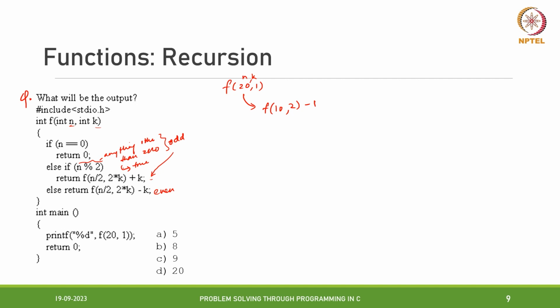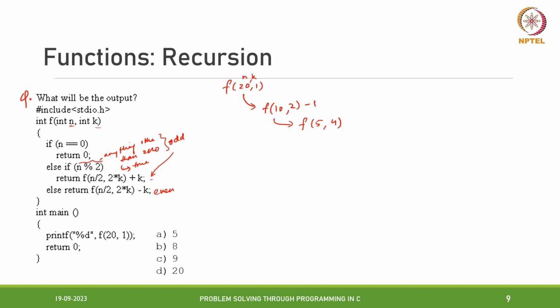Now it will call 10 comma 2, right? So what is 10 comma 2? What will this function call be? So again, it is even. It is not 0. It is even. So it will be again this else part, 5 comma 4, because twice of k, right? And here k was 2.